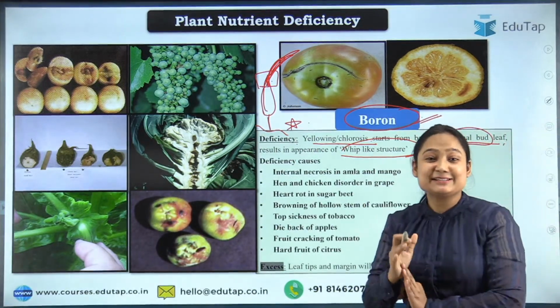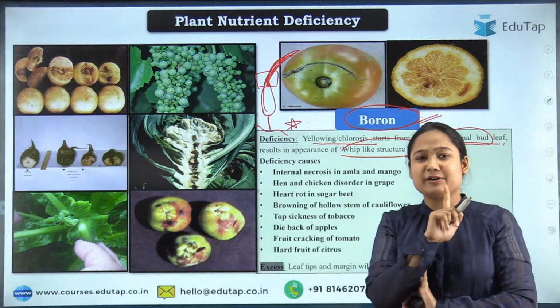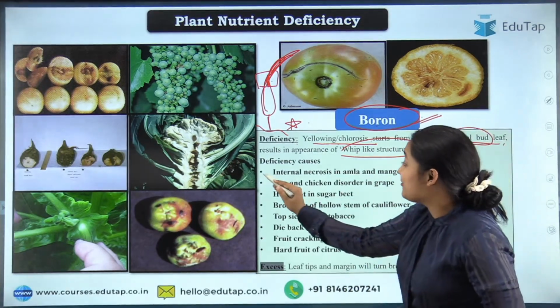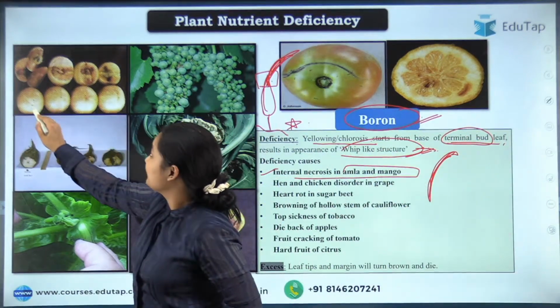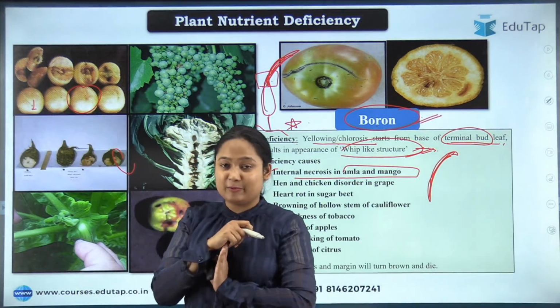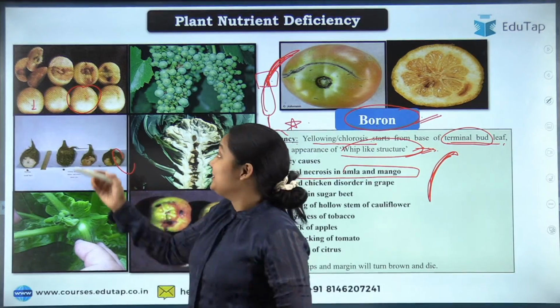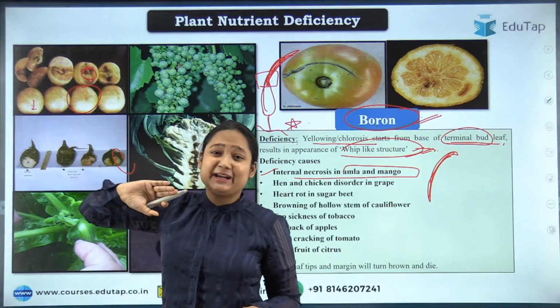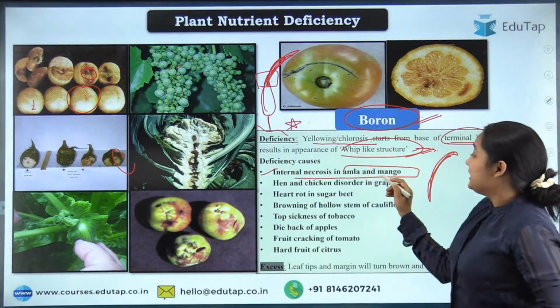Now let's discuss the important things that happen due to boron deficiency, which are important for your NABARD examination. First of all, internal necrosis of amla and mango. See, this is the first one. What happens? From outside your amla seems good, you have brought it home and are ready to eat. Once you cut it open, what will happen? It is rotten from the inside. That happened due to the deficiency of boron. The same happens in mango too.